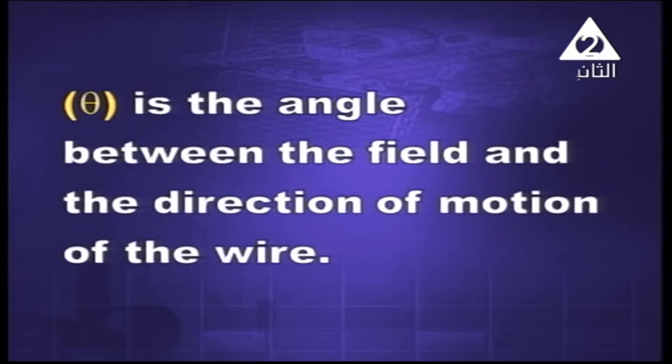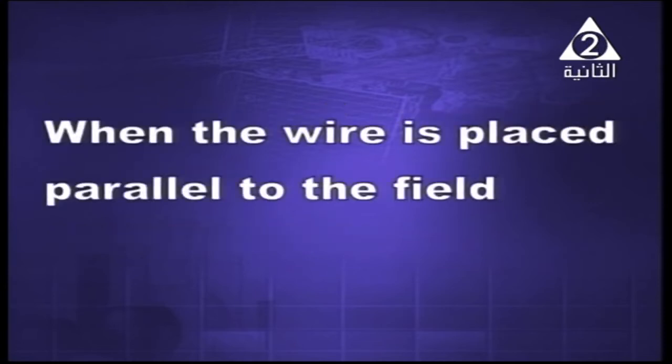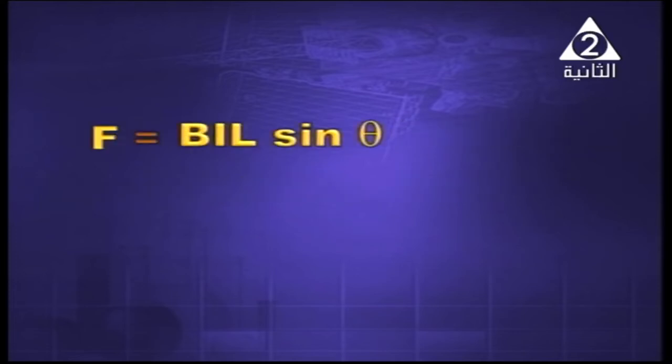When is the force of a magnetic field on a current carrying wire equal to 0? Let me explain the question. We've got a straight wire, which is current carrying, and it is placed in a magnetic field, but no force acts on it. It happens also when the wire is placed parallel to the field. Force is determined from the expression BIL sine theta. Force equals 0 when theta equals 0.